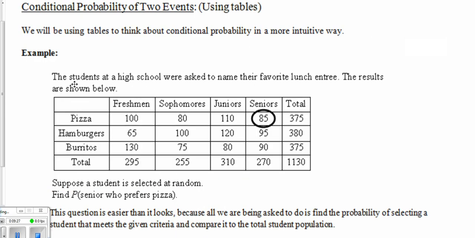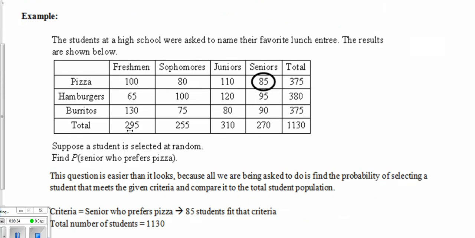So for this example, the students at a high school were asked to name their favorite lunch entree. The results are shown below. So in this column, we have what all the freshmen said. Now, here's the total number of all the freshmen, the total number of all the sophomores, juniors, seniors, and here's the total of all the students in the school. Now, again, this column is just freshmen. This row is the ones who said they like pizza. This row is the ones who said hamburger. This row is the ones who said burritos.